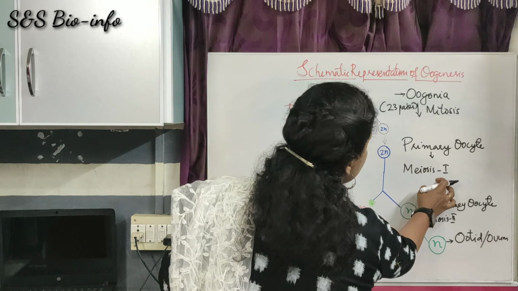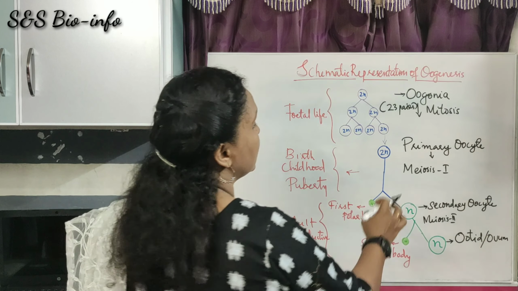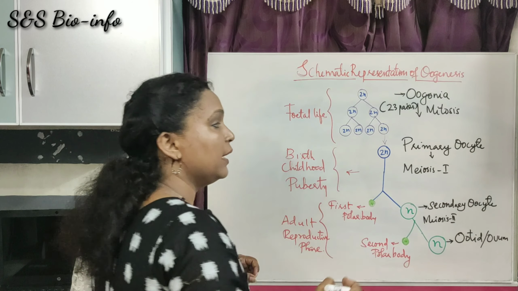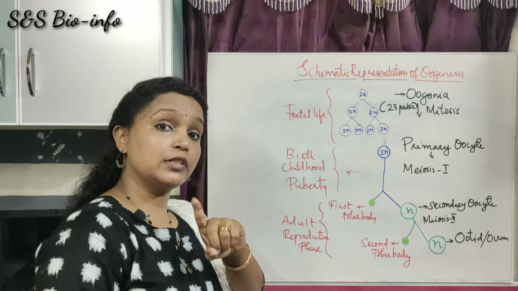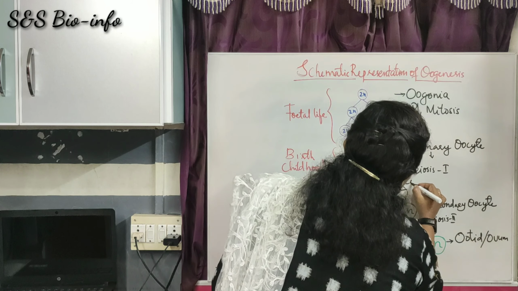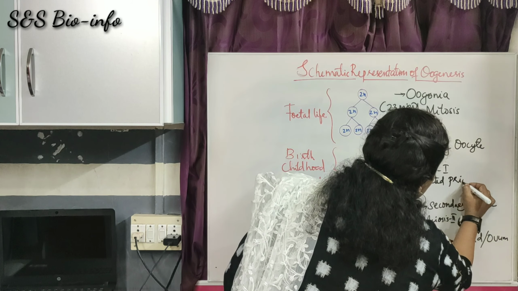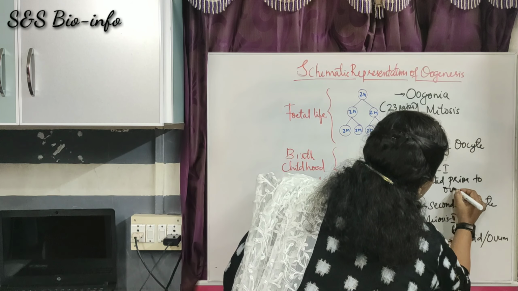The meiosis 1 is the lengthy phase in human female. Why? Because the meiosis 1 will be completed prior to the first ovulation of the females. Here we can write: will be completed prior to ovulation.